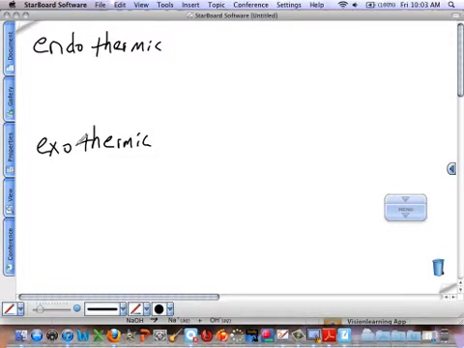All right, what does thermic mean? So what does an exothermic reaction do? Makes your body give off... well, yes, outside, but generally it basically releases the heat. Okay, so it releases heat.